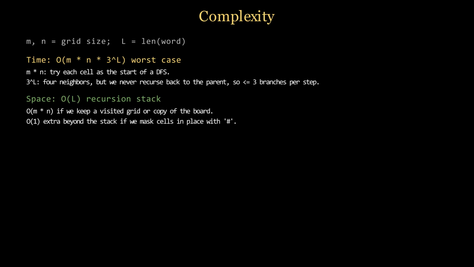If we keep a visited grid or a copy of the board, that is O of M times N. With in-place hash masking and restore, extra space beyond the stack is constant order, O of 1.